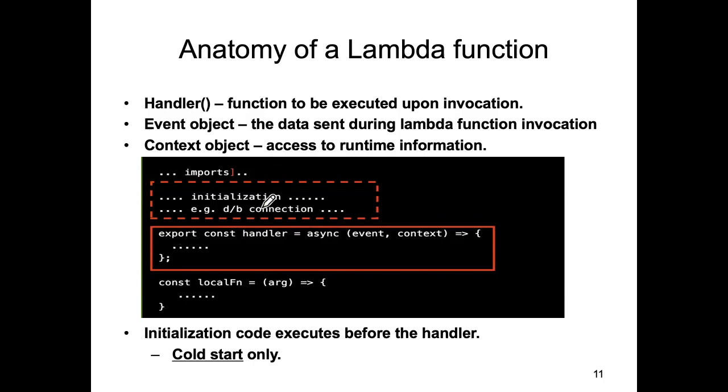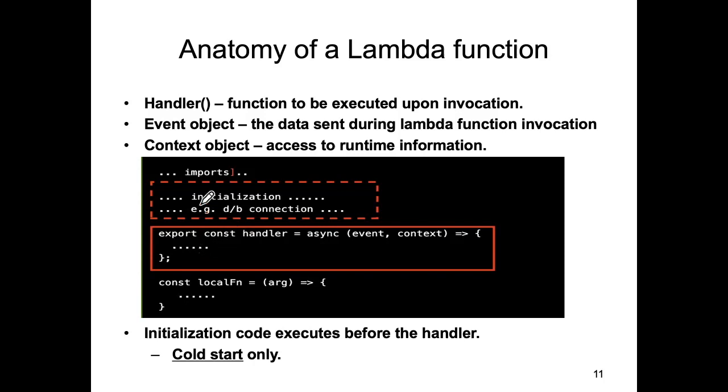The physical file that contains your Lambda function can have other functions for sure, but those functions are just private. So presumably if I have other functions here, they're being invoked by my handler. The handler is essentially your entry point from the Lambda service's point of view, and that's where execution centers on.